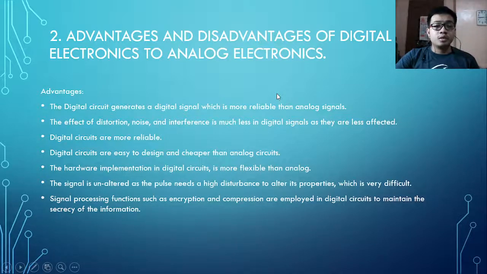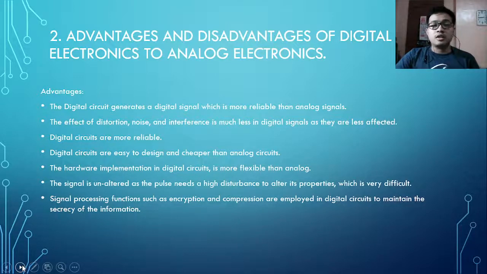Digital circuits are more reliable, and they are easy to design and cheaper than analog circuits. You don't need a lot of materials compared to creating analog circuits, which have bulky and heavy materials. The hardware implementation in digital circuits is more flexible than analog. The signal is unaltered, as the pulse needs a high disturbance to alter its properties, which is very difficult. Signal processing functions such as encryption and compression are employed in digital circuits to maintain the secrecy of information. All of these are possible due to digital electronics.